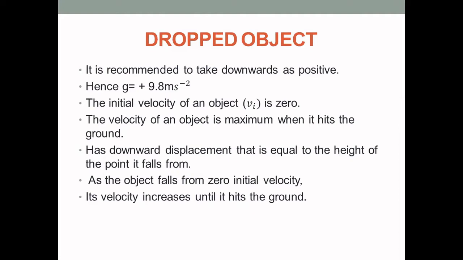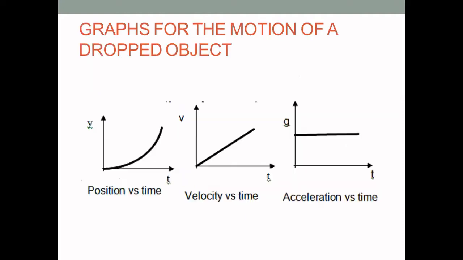The initial velocity of the object is 0, simply because the object is released. The velocity of the object is maximum when the object hits the ground. It has a downward displacement that is equal to the height of the point it falls from, which is the height of the starting point. As the object falls from 0 initial velocity, its velocity increases until it hits the ground. So we assume here that there is no air resistance or air friction, which means the only force that is acting is gravity.